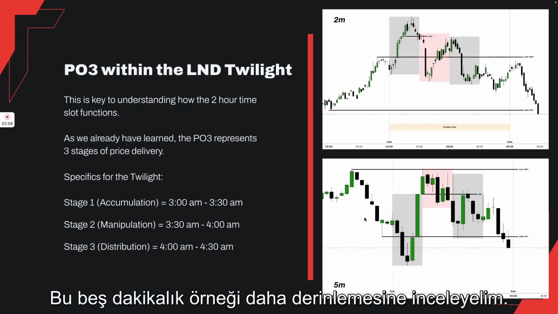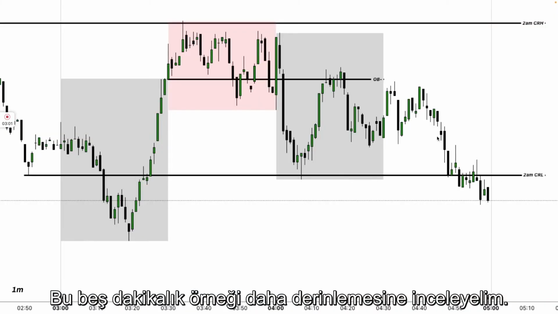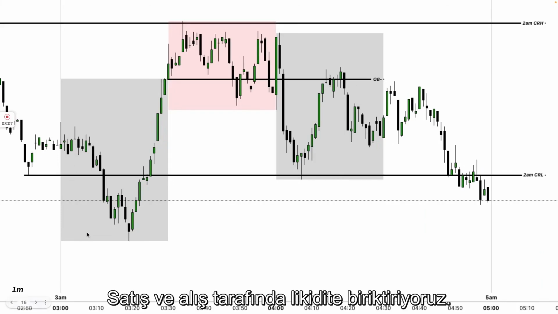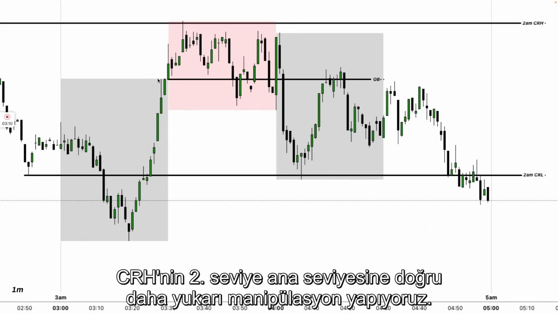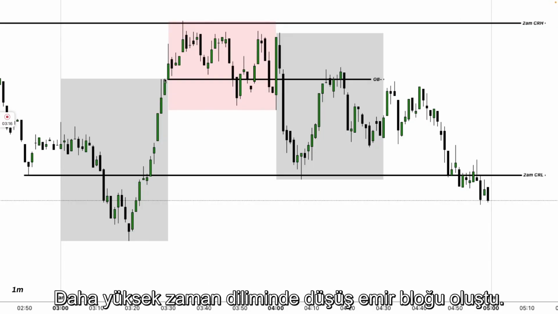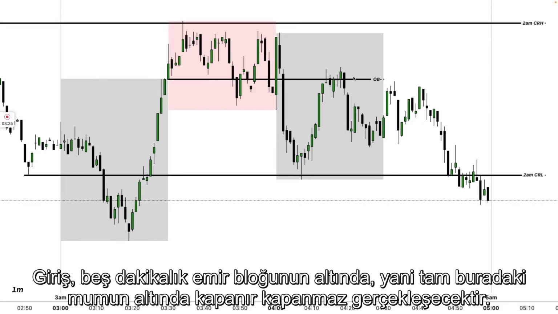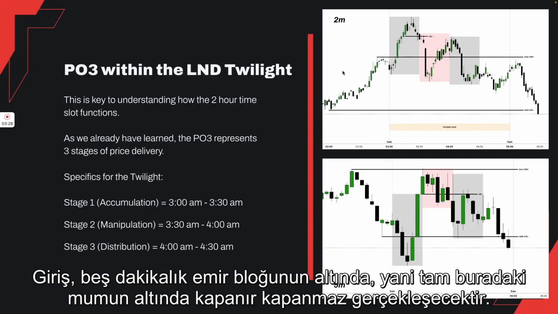Let's dive deeper into this 5-minute example. This is a 1-minute chart. We accumulate sell side and buy side liquidity. We manipulate higher towards key level 2 a.m. CRH. Bearish order block formed on the higher time frame. 5-minute order block. Entry as soon as we close below the 5-minute order block, which would be this candle right here.